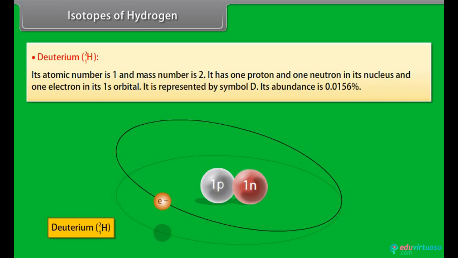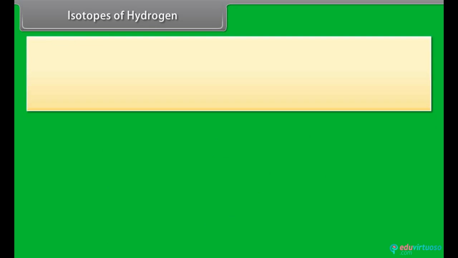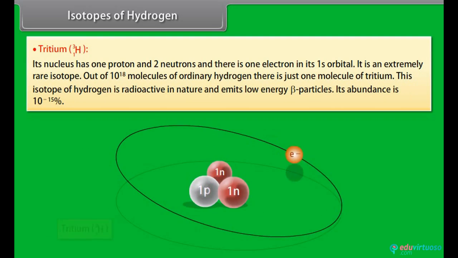Deuterium. Its atomic number is 1 and mass number is 2. It has 1 proton and 1 neutron in its nucleus and 1 electron in its 1s orbital. It is represented by symbol D. Its abundance is 0.0156%.